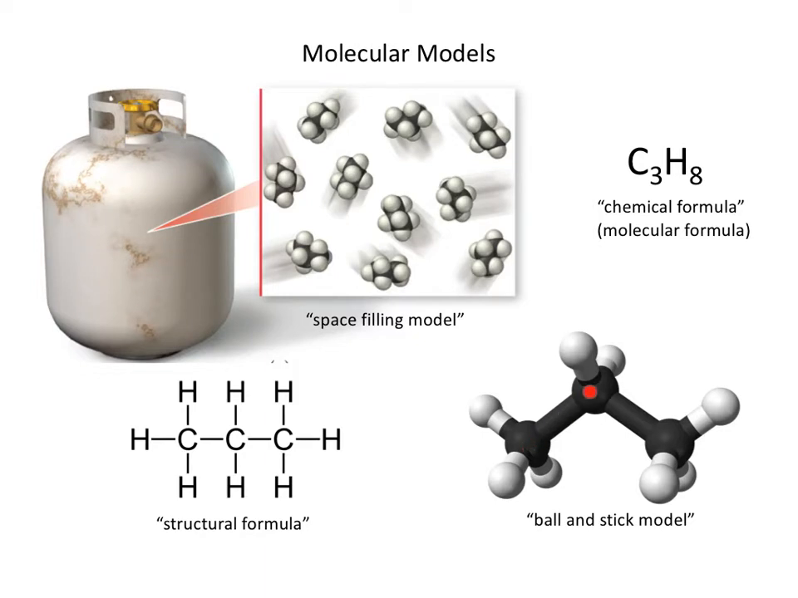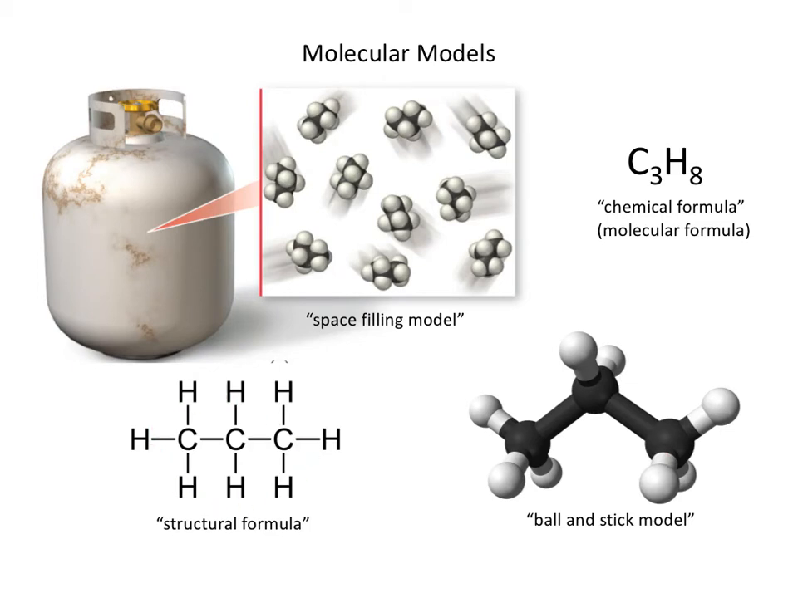This is the ball and stick model for propane. This gives us even more information than the structural formula, because now we can see, right, the 3 carbons don't make a straight chain. It's actually bent. And so we get more information about the shape of the molecule in these ball and stick models than we do from these more simple structural formulas.